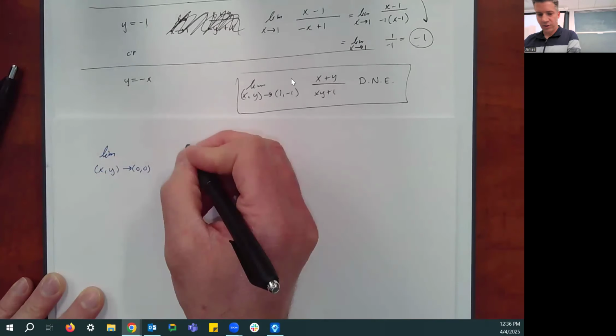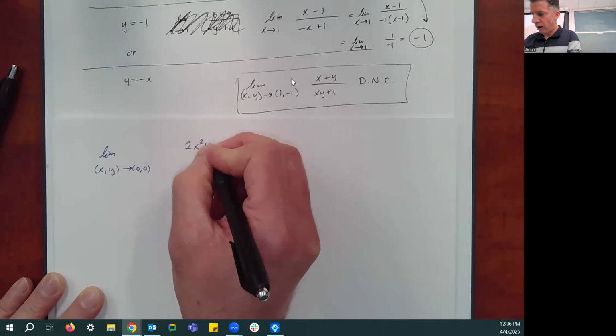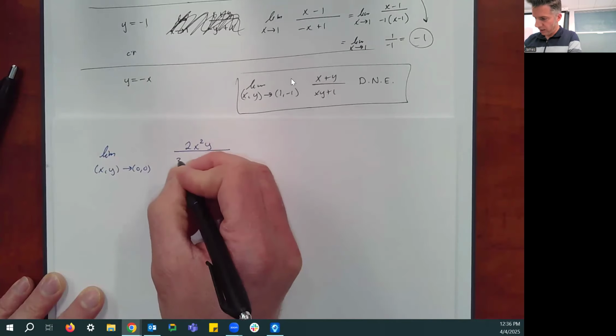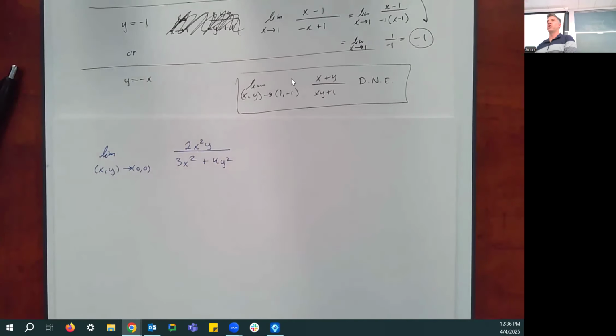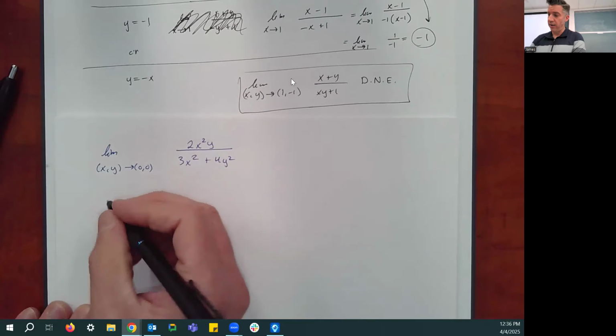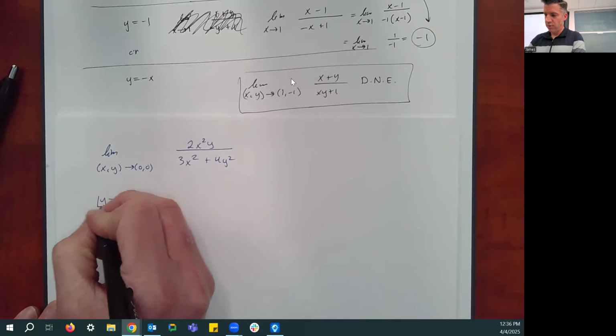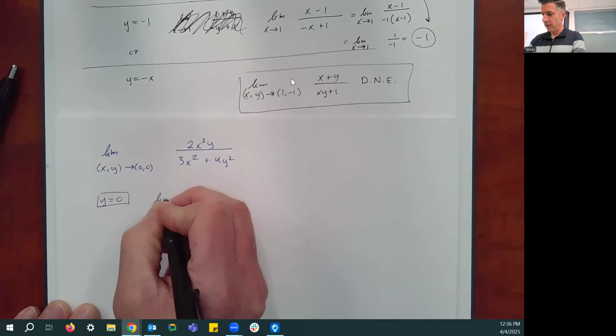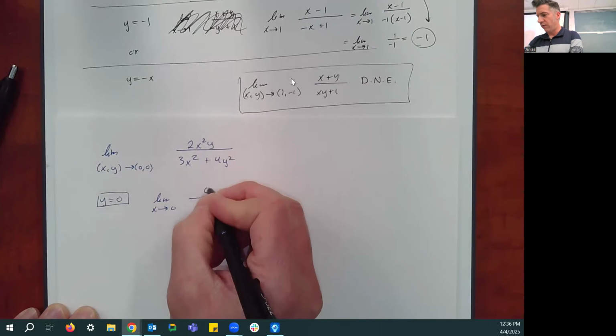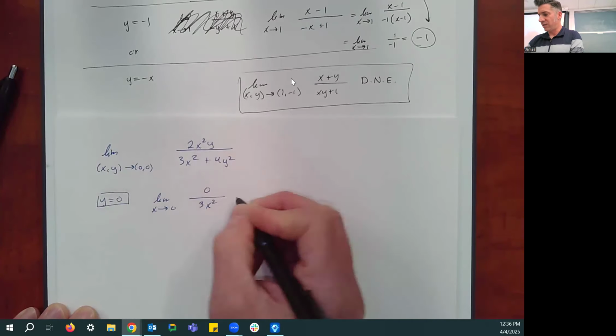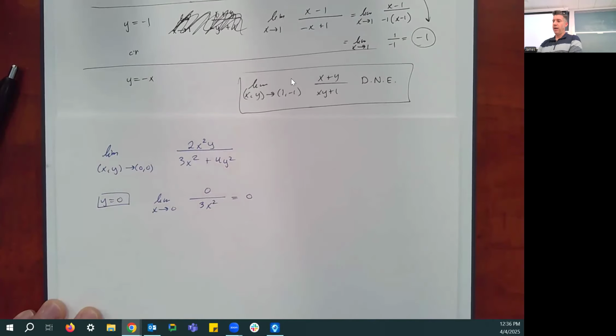Limit as (x, y) approaches (0, 0) of 2x squared y divided by 3x squared plus 4y squared. Certainly a 0 over 0 type. And if we try a bunch of different paths, they're all going to come out to be 0. So like if we tried y equals 0, we would get the limit as x approaches 0. Let's make it simple. We're going to get 0 divided by 3x squared, which is going to be 0. And any other path you might try is still going to give you a 0.